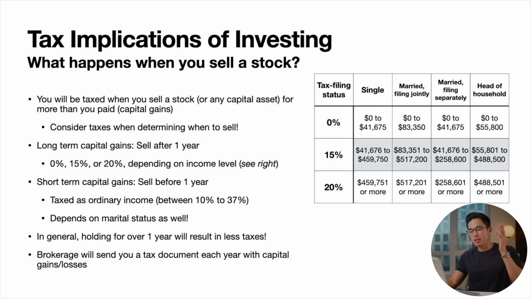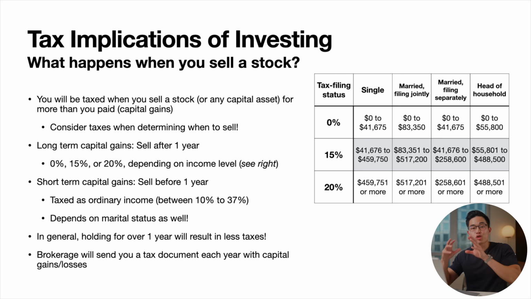So if you guys take a look at this little table right here, this is going to show you your long-term capital gains rates depending on your income. So if you're single and you make between $0 and $41,675 per year, you're actually going to owe 0% taxes on these long-term capital gains, which is absolutely amazing. This bumps up to 15% if you make up to $459,000 or 20% if you make more than that.